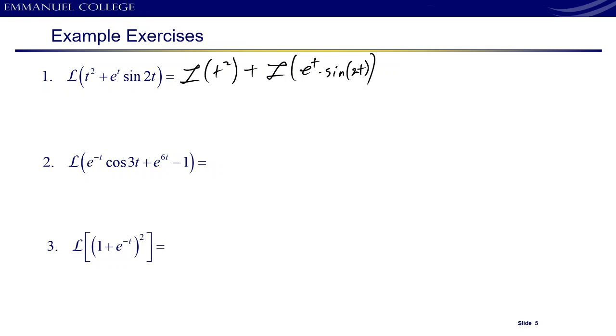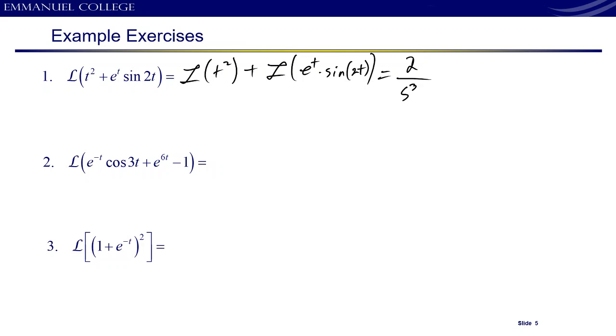From the table, the Laplace transform of t to the n is n factorial divided by s to the n plus 1. This one's just straight from the table. Nothing fancy with this one. So this is going to be, I keep drawing ones instead of 2. So 2 over s cubed.